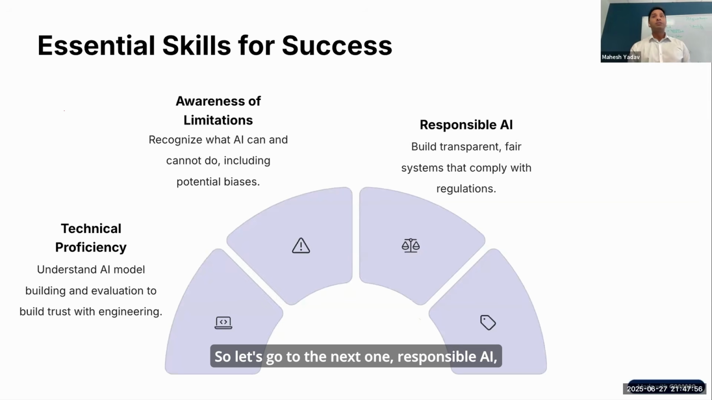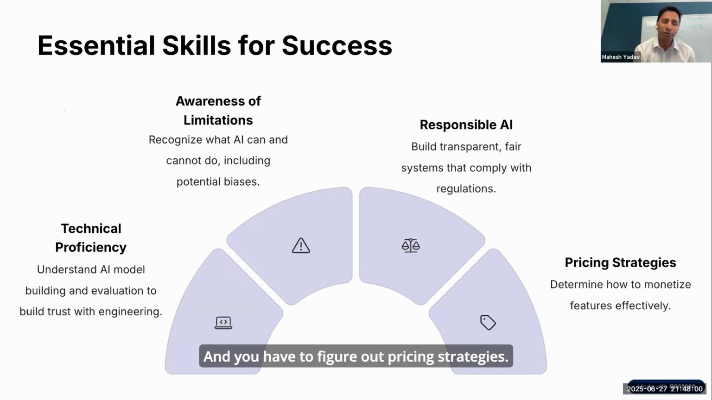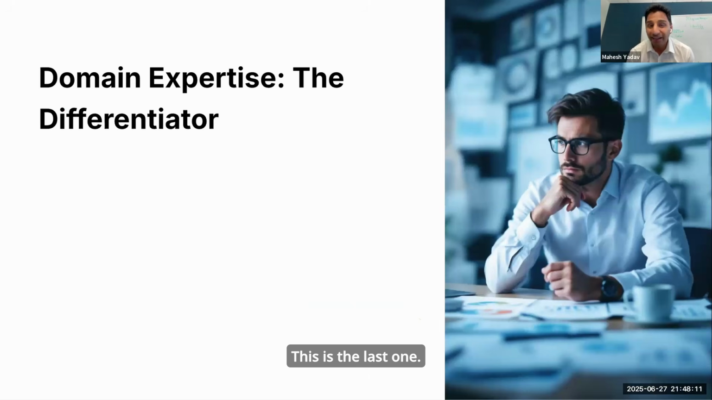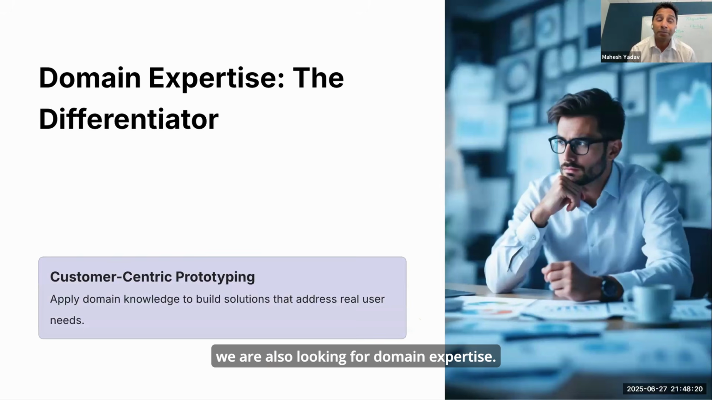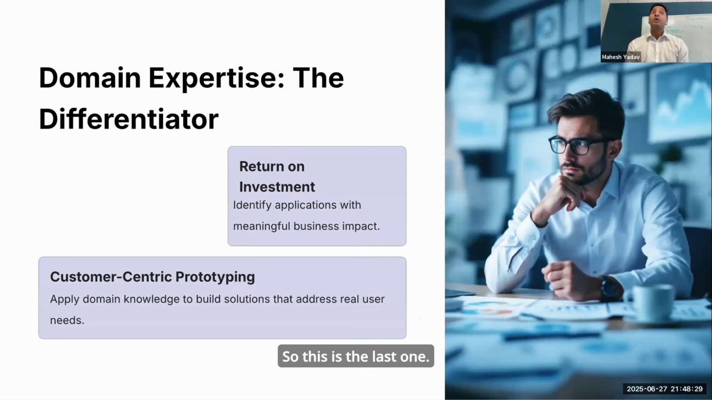So let's go to the next one, responsible AI, which is what we talked about, Jessica. And you have to figure out pricing strategies. So if you're doing your own studies, focus on these four things, and I think you will be fine. This is the last one. If you're building agents, specifically vertical agents, we are also looking for domain expertise. If you don't have domain expertise, it's very hard for you to set evaluations, set human in the loop feedback, and set the right expectation.